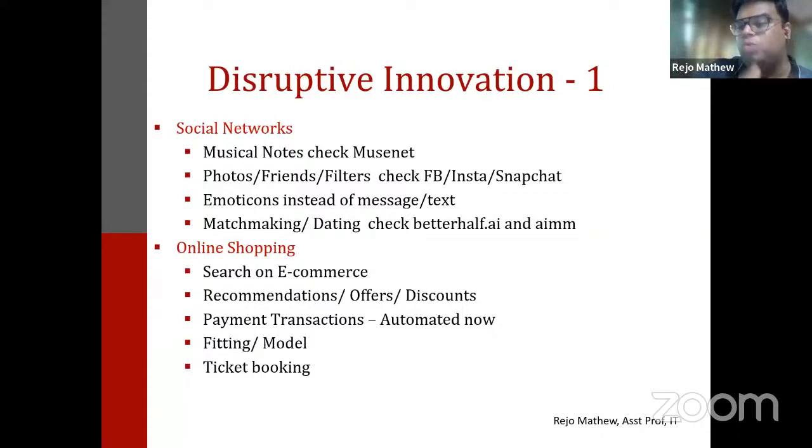For example, I don't know how many people have observed this, but two people buying the same item get different offers or different discounts. Those who are loyal customers, or have been on a website for a very long time, get more discounts or more offers. That kind of thing is done by AI. Then we have the payment transactions, which I already told you about. So everything has become automated.